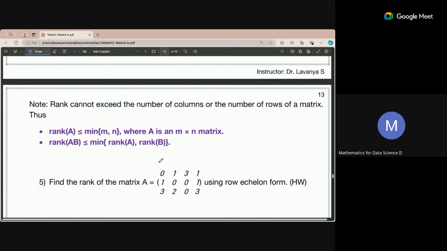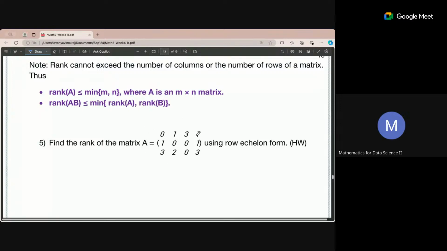Okay, so here find the rank of this matrix using row echelon form. I have assigned it as homework. But can you just tell what is the maximum value of rank for this matrix? So rank of A is less than or equal to 3, right? Because this is a 3 cross 4 matrix, and using this property we can say that rank of A is less than or equal to 3. And what is the exact rank? Find it using row echelon form. This I have given as homework. All right.